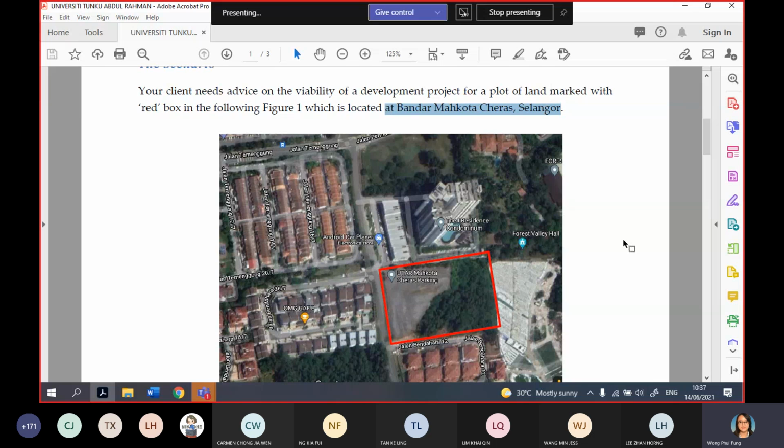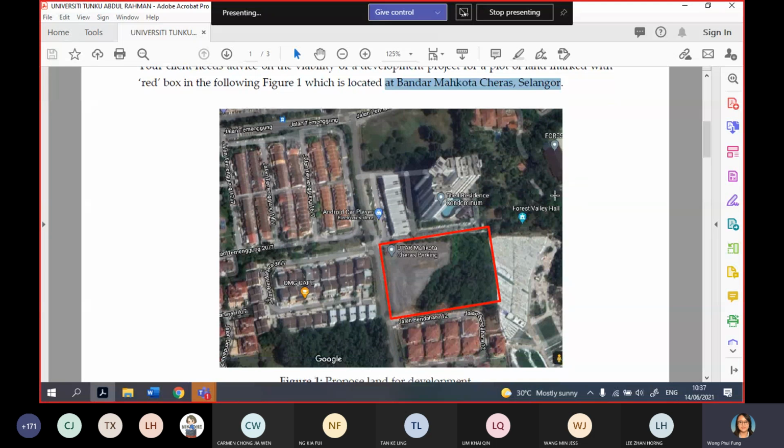Okay, this trimester, I no longer use Sungai Long. Okay, I choose a piece of land at Panda Mahkota Cheras. So this is a space, this is a location that actually Utah uses for parking. Beside the I-resident condominium at Panda Mahkota Cheras.